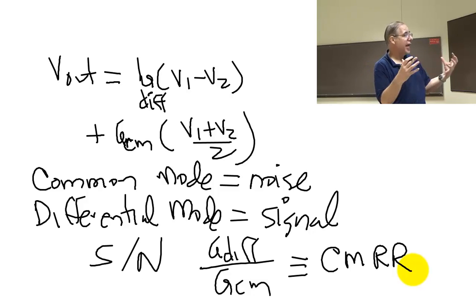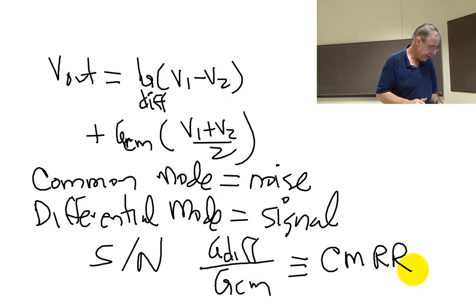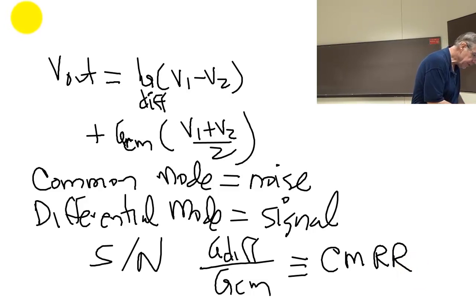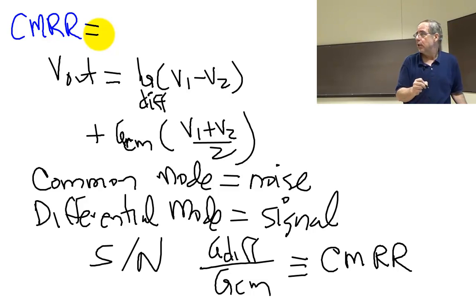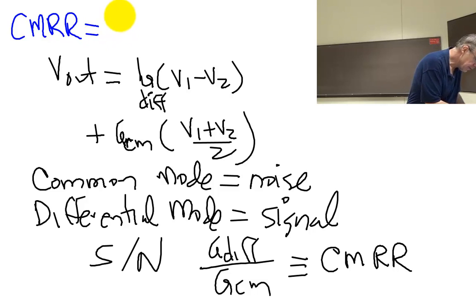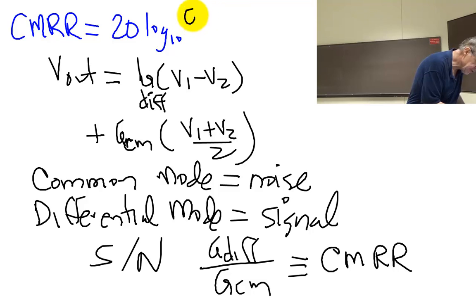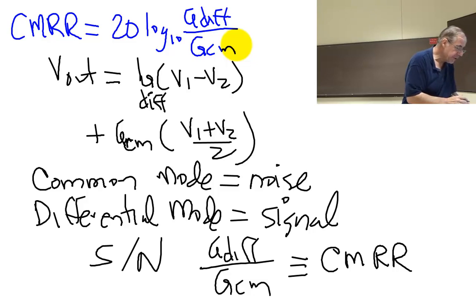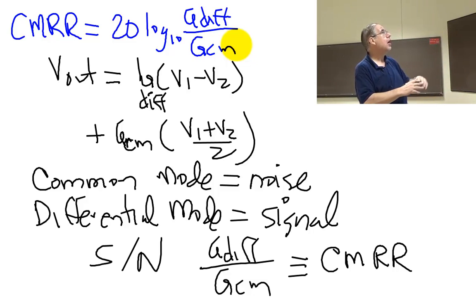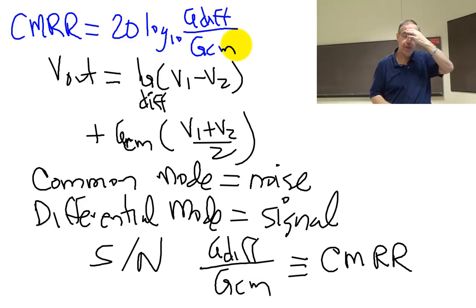Often it's written in decibels, right? So we would define it this way: common mode rejection. Is it a 20 or a 10? It's a 20, because that's voltage gain, right? These are voltage gains. 20 log 10 of the differential gain over the common mode gain. All right. So when we see the common mode rejection ratio of a differential amplifier, that's how it's defined. And it's important because it's the thing that's going to reject the noise. Right? With me so far?